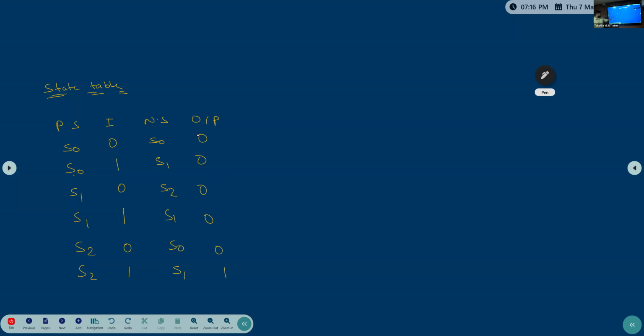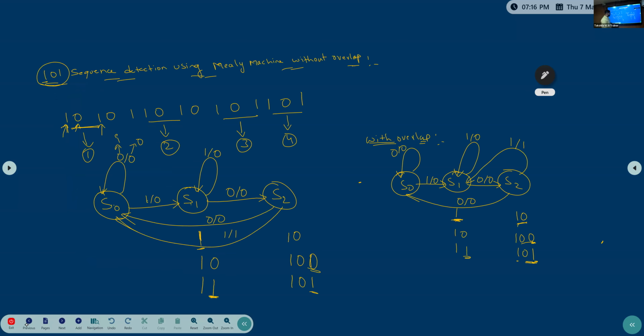Clear? So this is the thing. Yes or no? Say where it is 1. So when I go to S1, output is 1. In other cases, output is 0. Here also 0, here also 0, here also 0. Yes or no? All are 0.